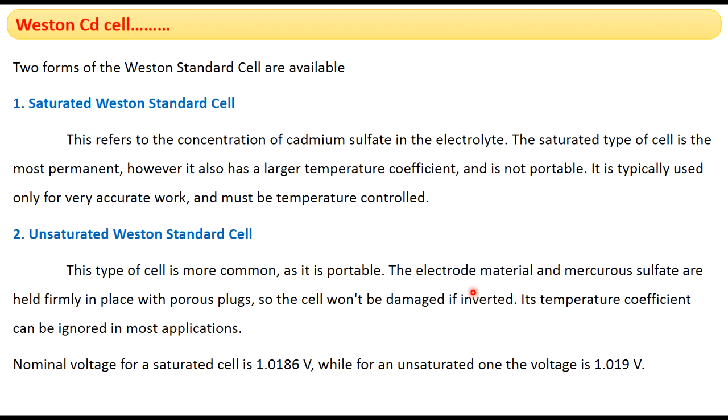The main difference between the saturated and unsaturated Weston standard cells is the saturation of the electrolyte. Another difference is that the saturated Weston cell has a large temperature coefficient, whereas for the unsaturated cell, the temperature coefficient is negligible. The nominal voltage for the saturated cell is 1.0186 volts, while for the unsaturated one, the voltage is 1.019 volts.